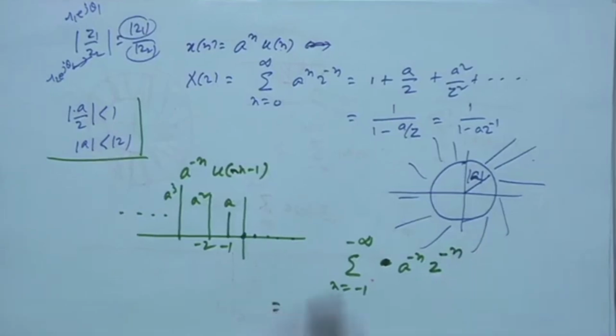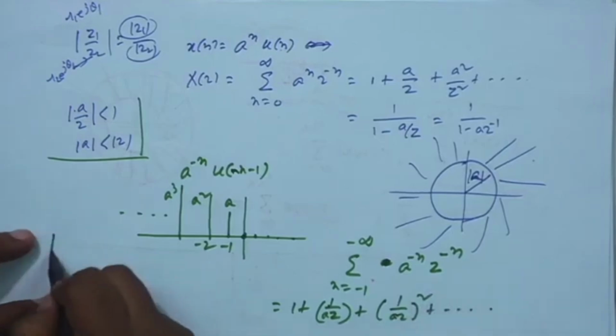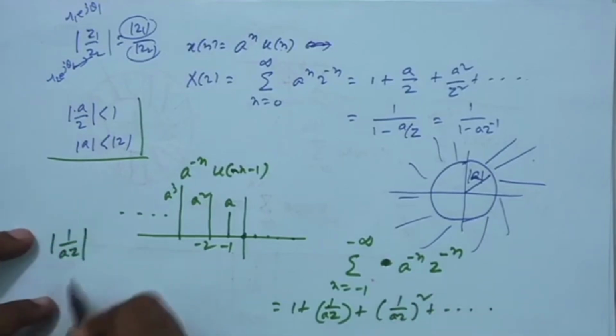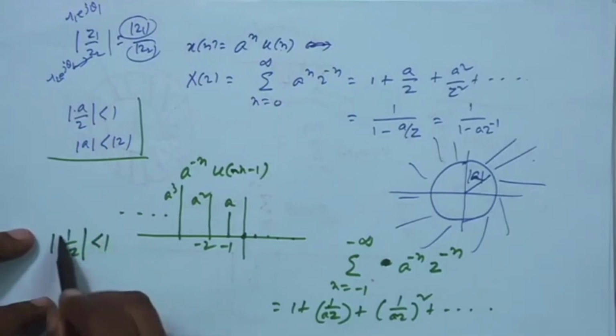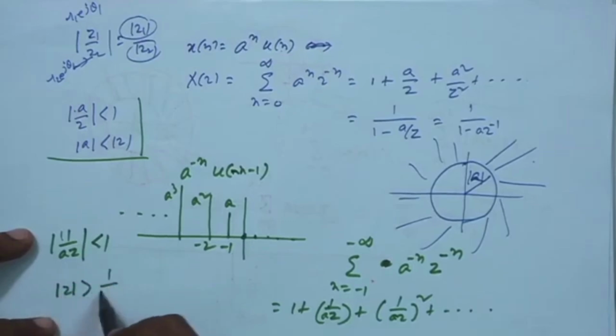And what will be the summation? It is like 1 plus 1 by a z plus 1 by a z square and dot dot dot dot dot. See, mod of this is less than 1, then you convert this, but mod of this less than 1 means mod of 1 divided by mod of a z, and mod of a z is mod of a into mod of z. So, if you simplify, it will be this.